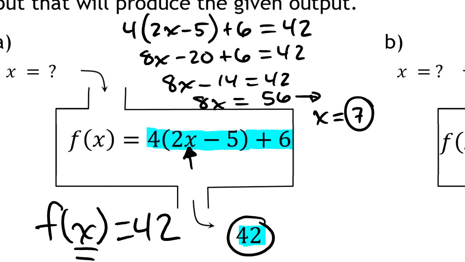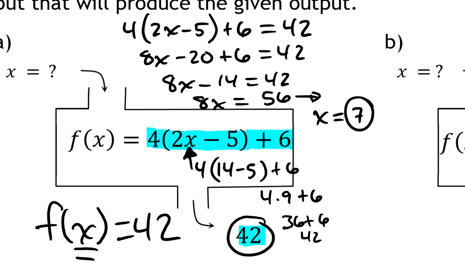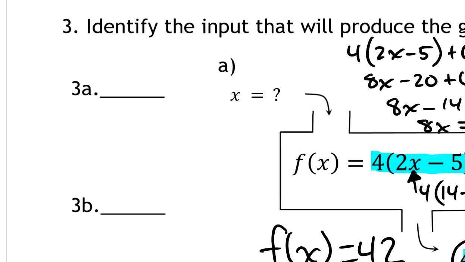Let me verify this with my calculator. Or better yet, let me just do some arithmetic. 2 times 7 is 14. I'm going to subtract 5 and then multiply that by 4 and add 6. 14 minus 5 is 9, so I'm looking at 4 times 9 plus 6. 4 times 9 is 36, and 36 plus 6 more is 42. I was actually worried that this was incorrect, but when I plug in 7, I definitely do get 42 as my output. So x is 7 is my solution for 3a.